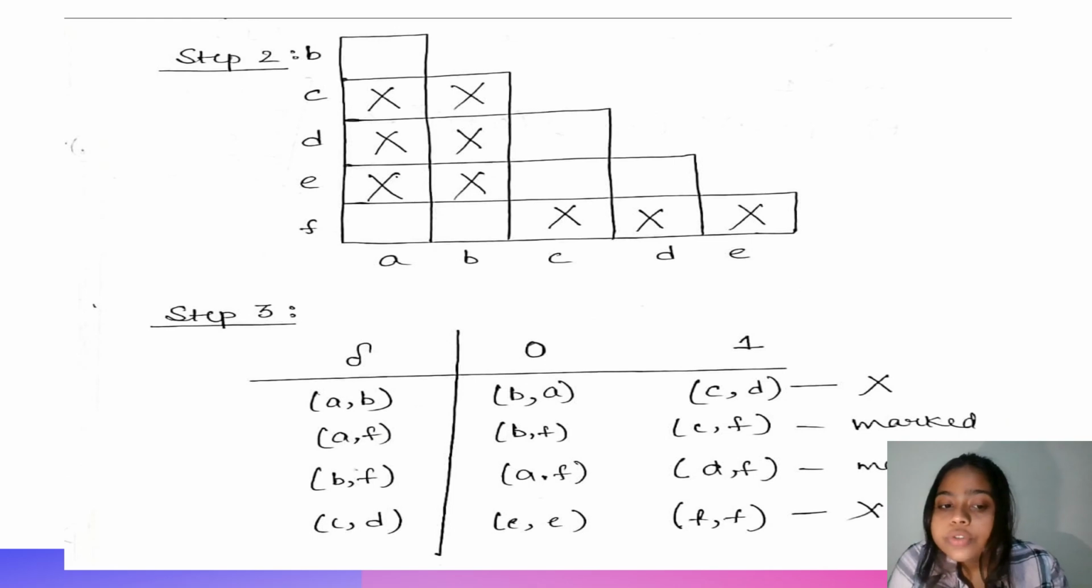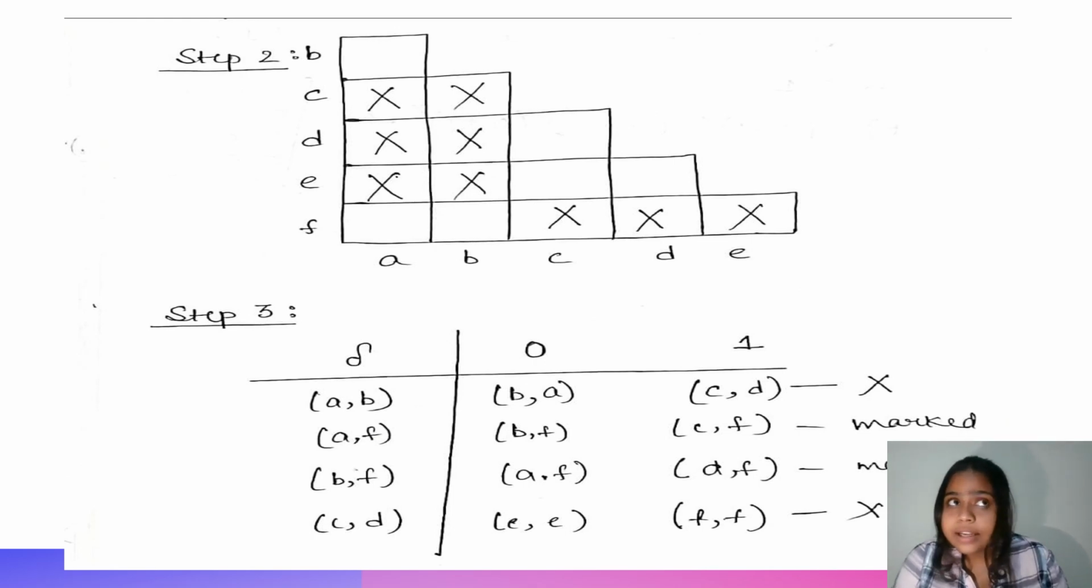Then we will move to A, comma B at 1: A at 1 is going to C and B at 1 is going to D. Here, since both the states are final, we will also not mark. Remember, we can only mark the pairs where one is final and another one is non-final. If both are final, then it's not valid. If both are non-final, then also it's not valid.